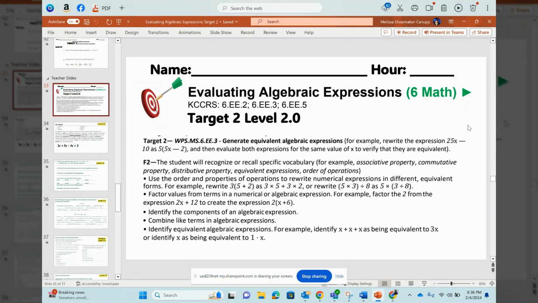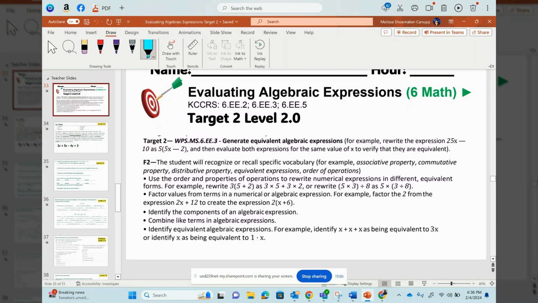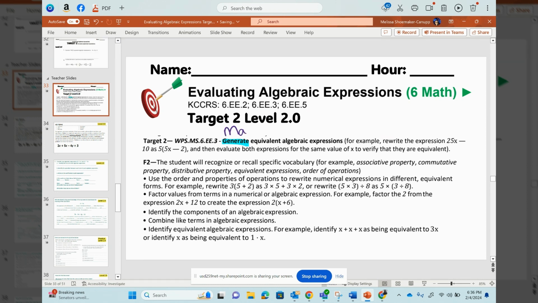Today we're going to begin with our level 2, target 2. Still evaluating algebraic expressions, but this time we have to work towards being able to generate or make equivalent, which is equal, algebraic expressions. So you may have to make them, or you may have to just recognize that two of them are equivalent, or about the same. They might look different, but we can make them amount to the same thing.